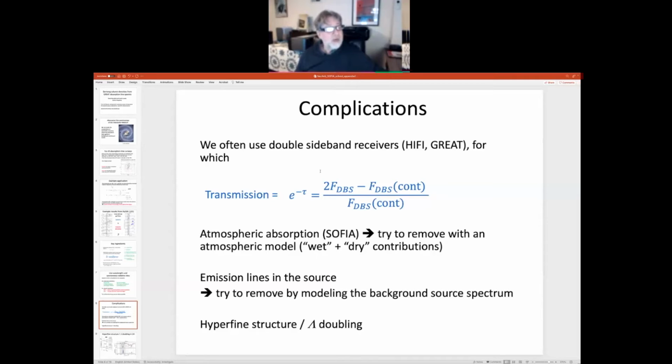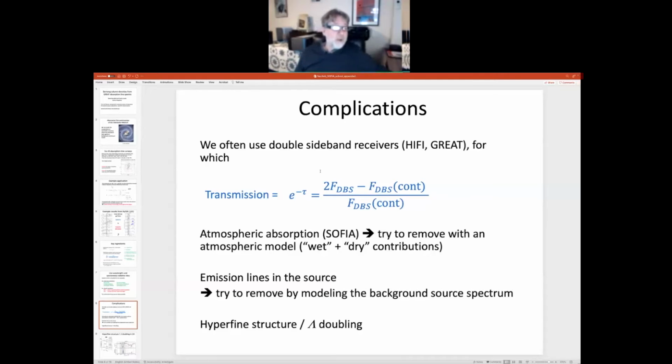The other effect, though, is that you'll always see continuum from both sidebands. And so even if you have complete absorption in one sideband, the intensity you measure won't go down to zero. It'll only go down to 1/2 the continuum flux, assuming the sidebands have the same gain. And so there's a modified equation that I've written here for how one can determine e to the minus tau if the fluxes involved are double sideband fluxes or temperatures.